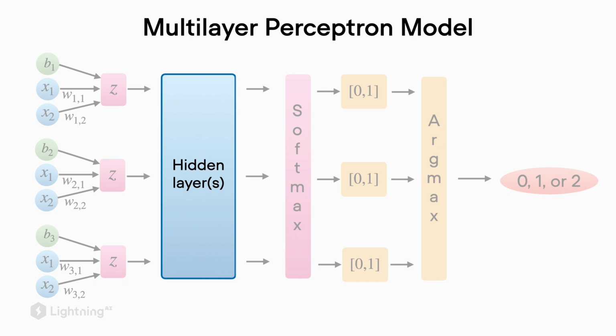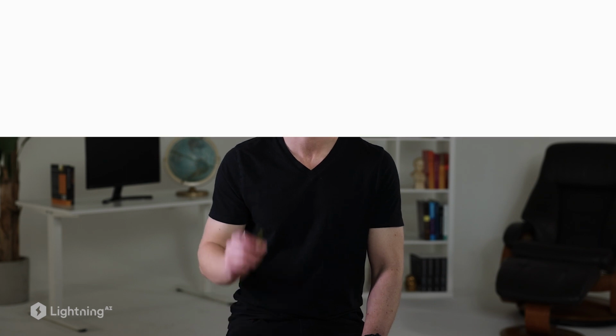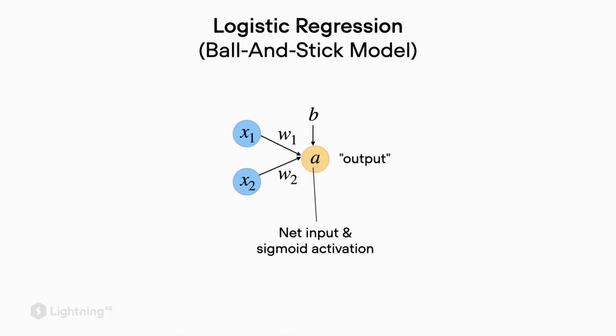hidden layers here. The stuff here on the left hand side stays exactly the same. And also all the stuff here on the right hand side, that is the Softmax activation and the Argmax, stay exactly the same as well. Yet to make it more clear how the multilayer perceptron architecture looks like exactly, let's take a look at the ball and stick model representation of logistic regression.